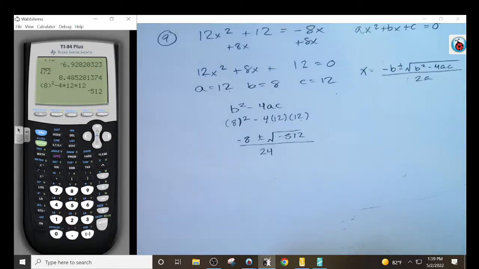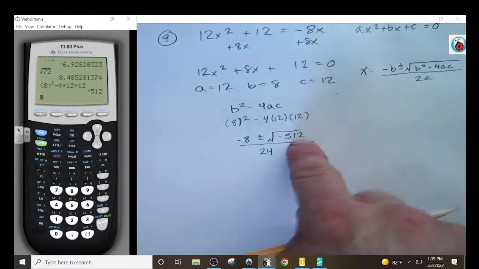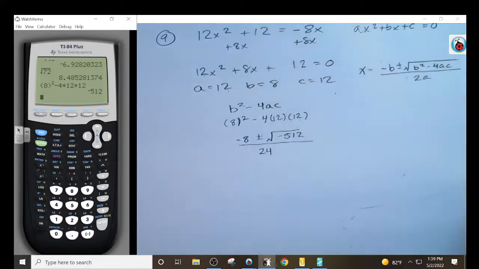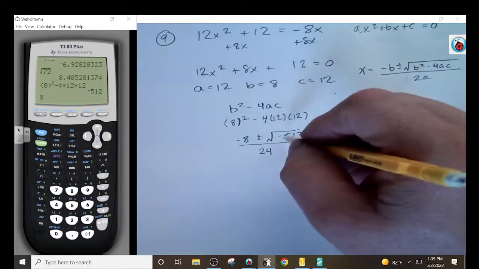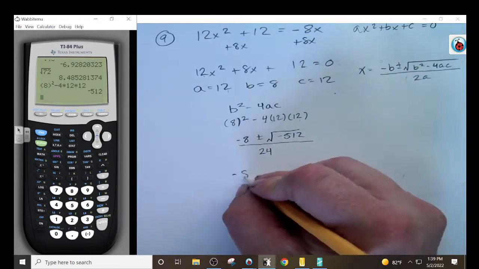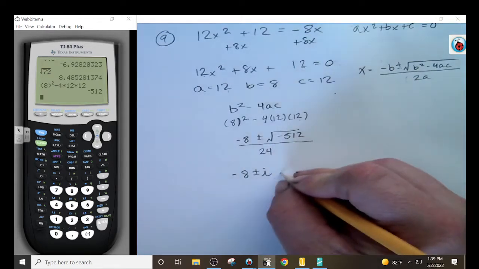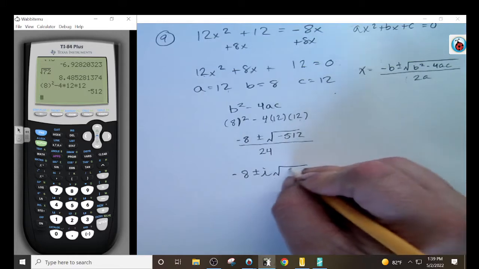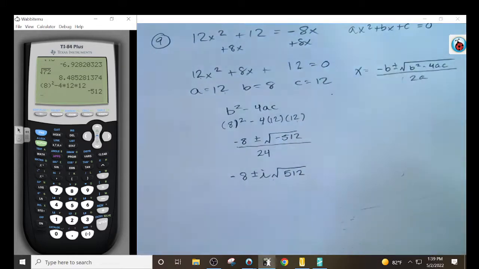We're going to do that next. Now, guys, if you leave it like this, I cannot give you any credit because we've talked about this before. You can't leave a negative in there. So what we're going to do is take the negative out and put an i in front.